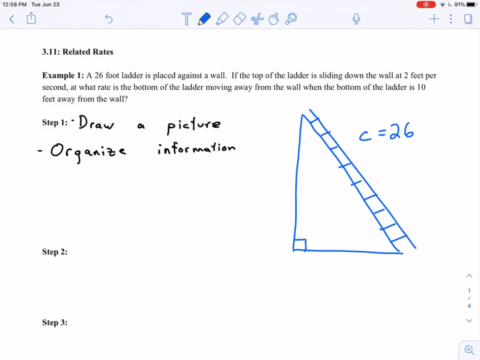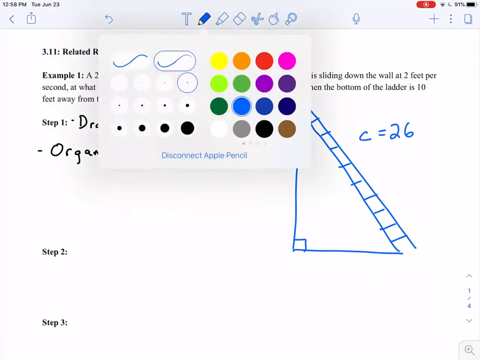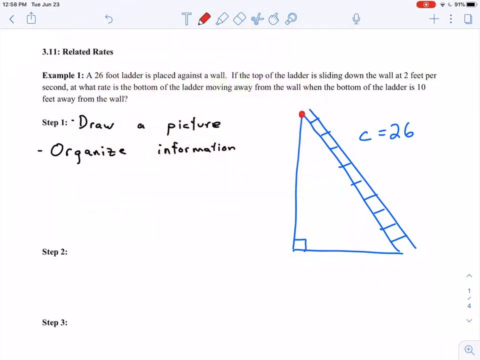What else do we know? It says if the top of the ladder is sliding down the wall at 2 feet per second. So what's going on here? We have the top of the ladder right here. It's sliding down the wall. I like to draw in little arrows here so that I know exactly what's going on. I can sort of visualize what's going to happen over time. So the top of the ladder slides down the wall. And we're going to talk about this 2 feet per second in just a moment.